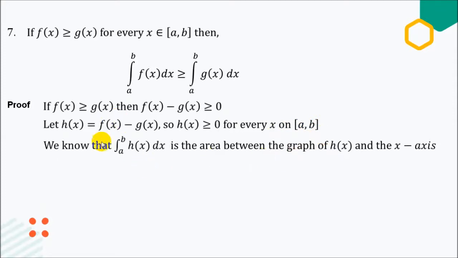So we know that the integral from a until b of h(x) dx is the area between the graph of h(x) and the x-axis, right? This uses the definition of the definite integral we have learned before. So it means that h(x) is greater than or equal to 0. Because this is greater than or equal to 0, this property is proved: the integral of f(x) minus g(x) dx is greater than or equal to 0. So property 7 is proved.